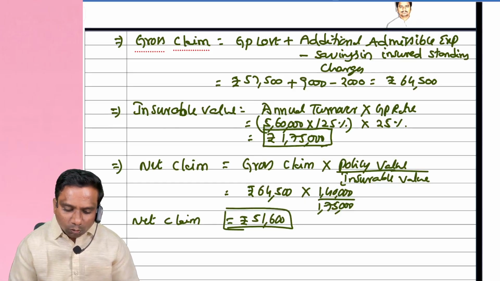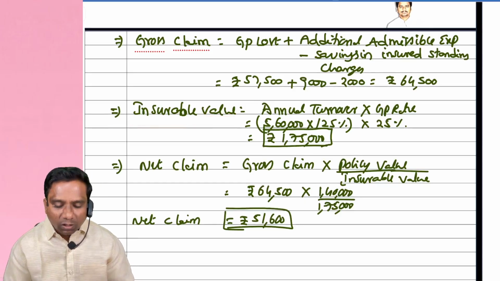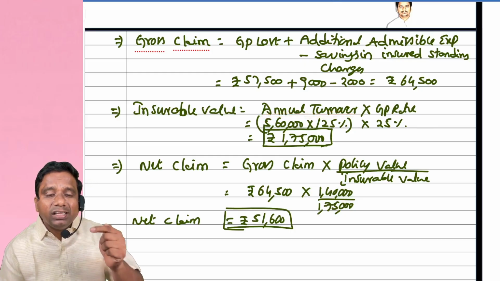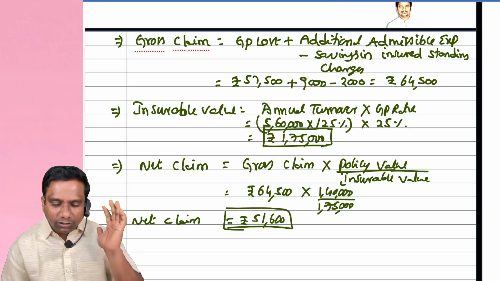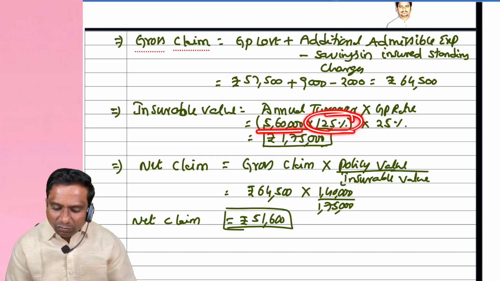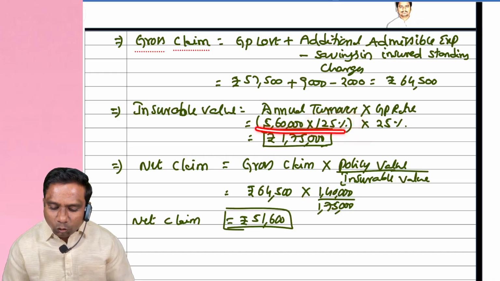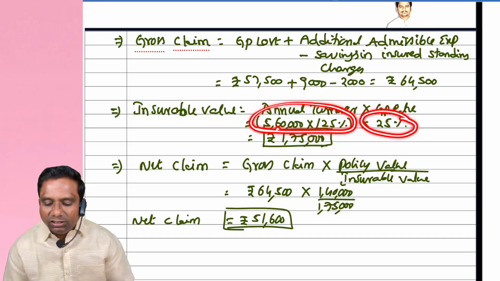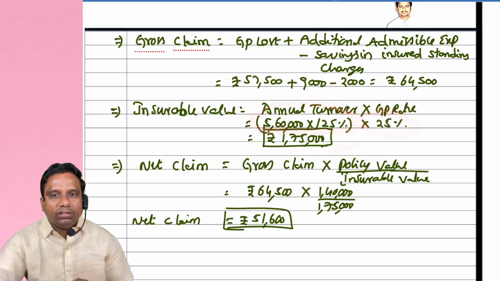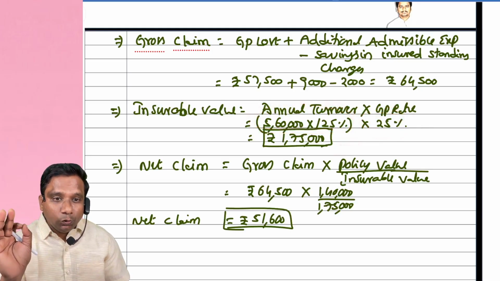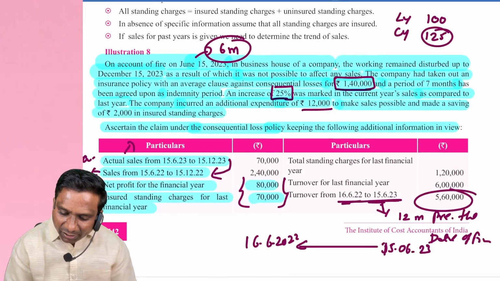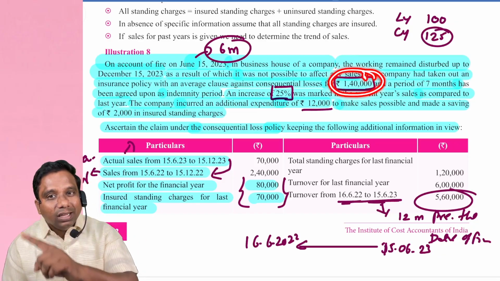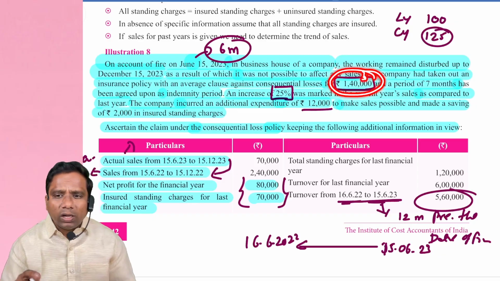So to know that, first calculate insurable value. How do we calculate? Annual turnover. Annual turnover is how much? 5 lakh 60. And they said there is a 25% increase in trend, right? Yes, sir. Now 5 lakh 60 into 125%, we get the adjusted annual turnover, into 25% GP rate. We get 1 lakh 75,000. This is the insurable value. But we have taken the policy for how much? 140. So insurable value is more than policy value. So average clause is applicable.